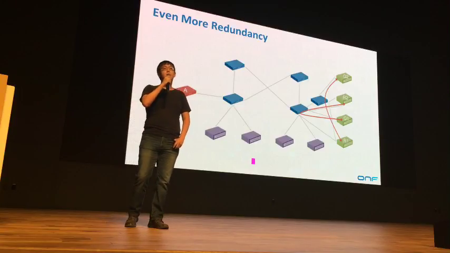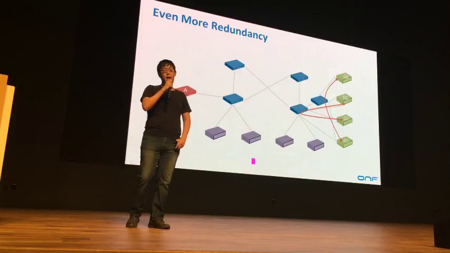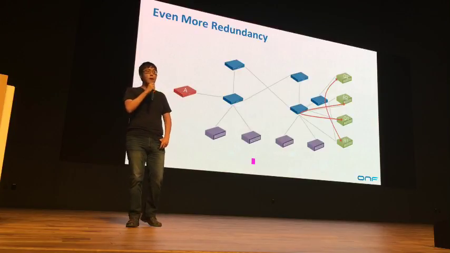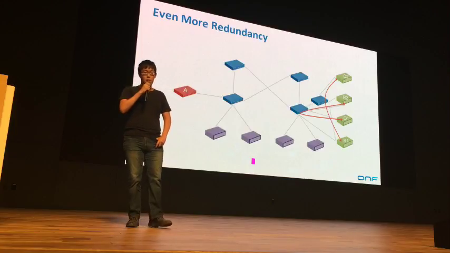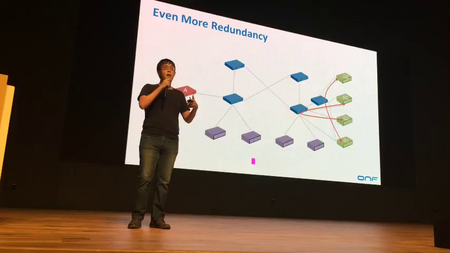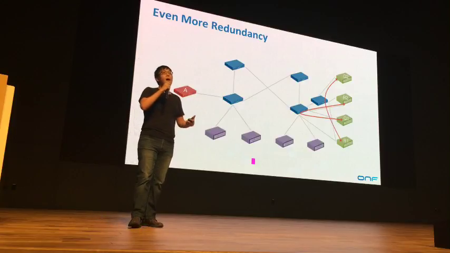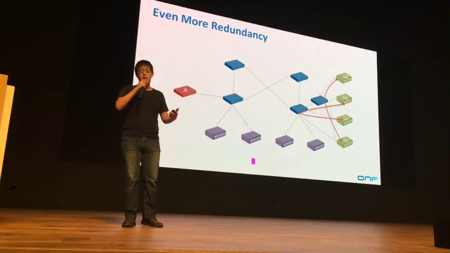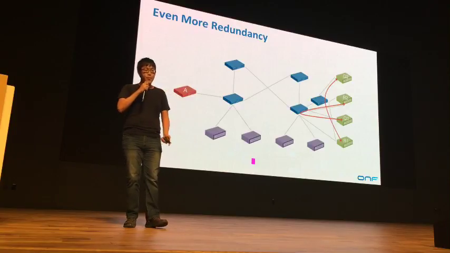So in this case, if one of the links fail, we don't have to reroute anything. We only reroute when two links go down. And this will provide even more redundancy. And by the way, it is also possible that upstream router 1 and upstream router 2 are actually advertising different routes. And it's also supported in ONOS.